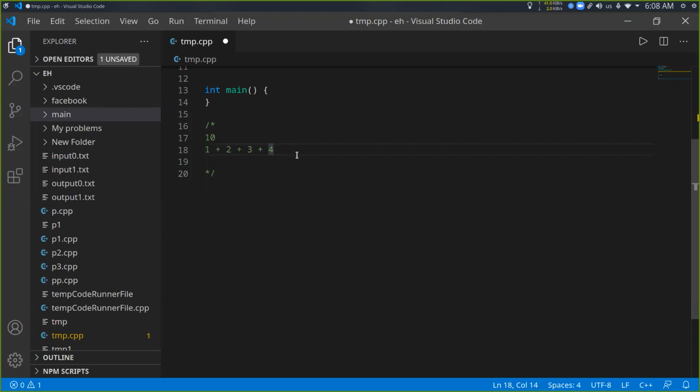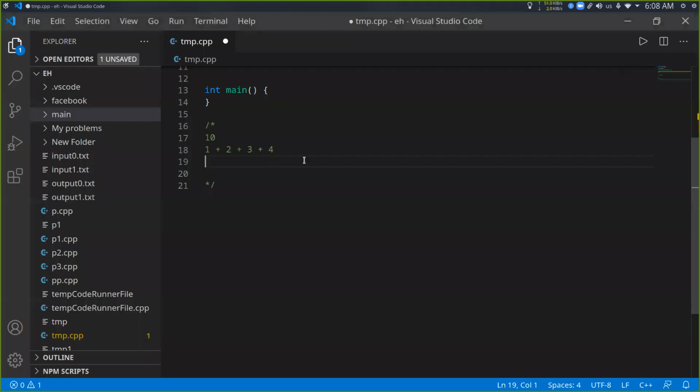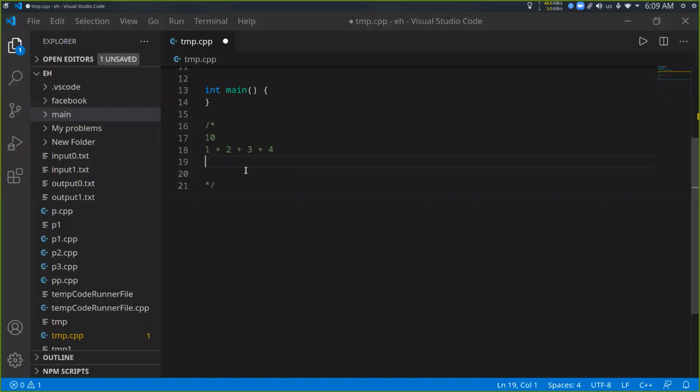No, so the question is, we want to write it as the sum of distinct consecutive integers. So sum of consecutive positive integers means that each integer is used one time. It's not clear in the statement, I know, but something like 5 plus 6 plus 7 plus 8. So we can write each integer once, and they must be consecutive. Do you get it? We cannot make this. It's not possible.